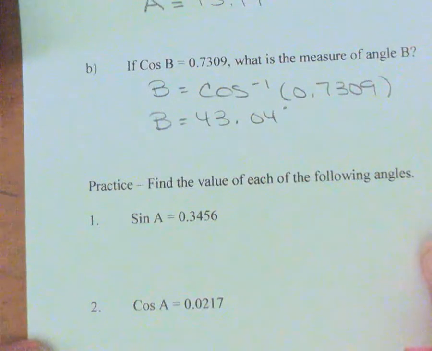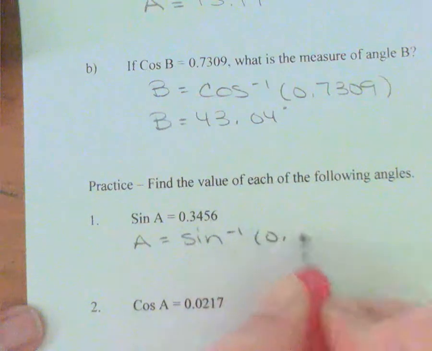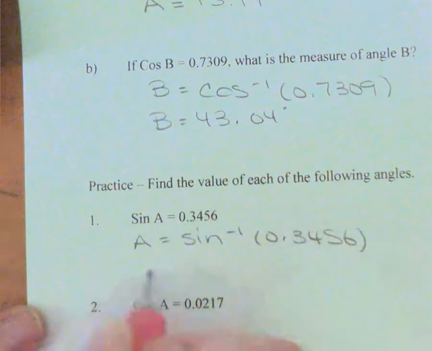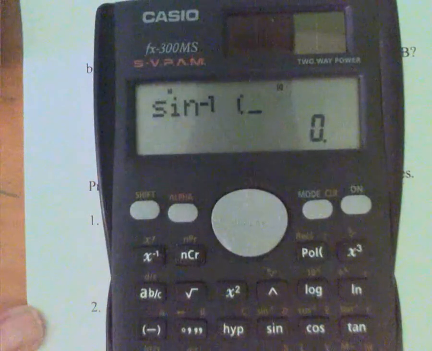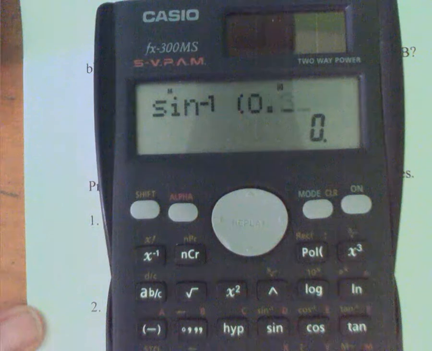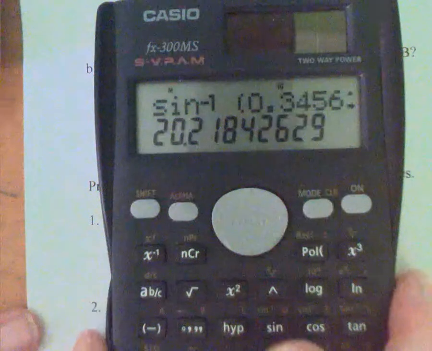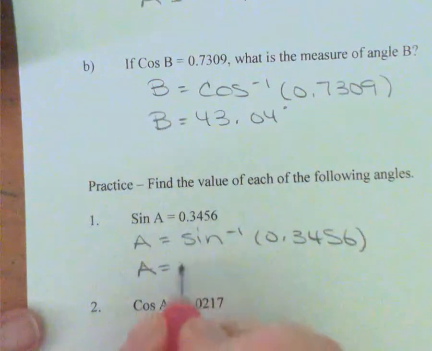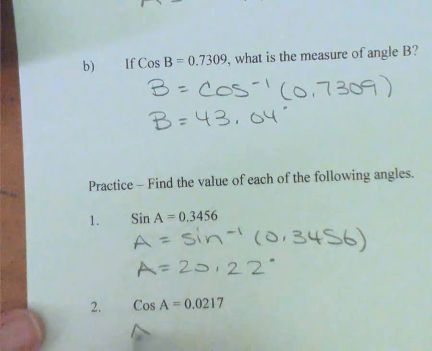Okay, so let's try a couple more. So these are some practice ones, so you should go ahead and try these, and I'm going to do them as well. So we get sine inverse of 0.3456. Okay, so I put it all in my calculator, and I'm going to hit equals. And then I get 20.22 degrees.